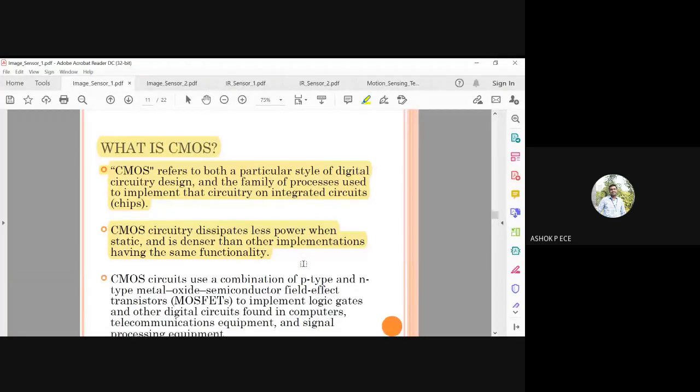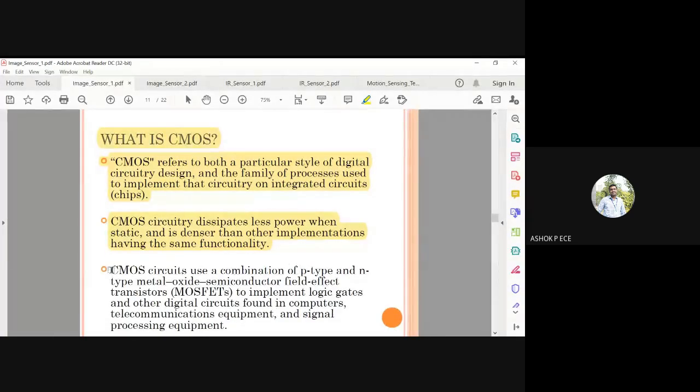So CMOS, as the name indicates, is complementary. Complementary means opposite. So it consists of one P type and one N type MOSFET. P type will have holes, which means positive charge. N type will have electrons, which means negative charge. So I told you it is complementary MOS, right? So opposite charges, holes and electrons, are going to be used to implement the logic gates and other digital circuits. All your computers, all the telecommunication equipment, signal processing equipment nowadays are being upgraded with CMOS because CMOS technology is the upcoming technology.